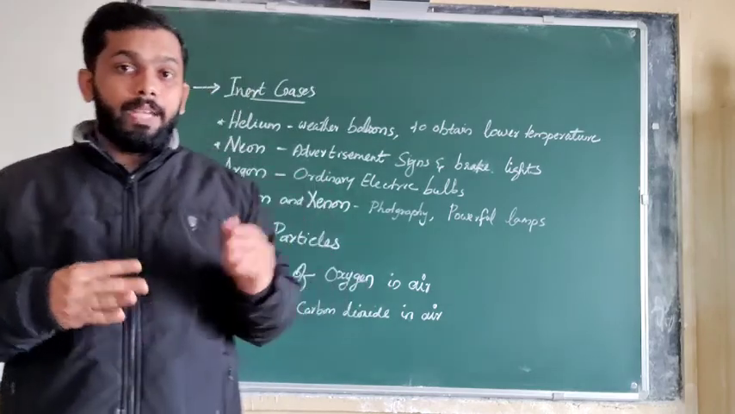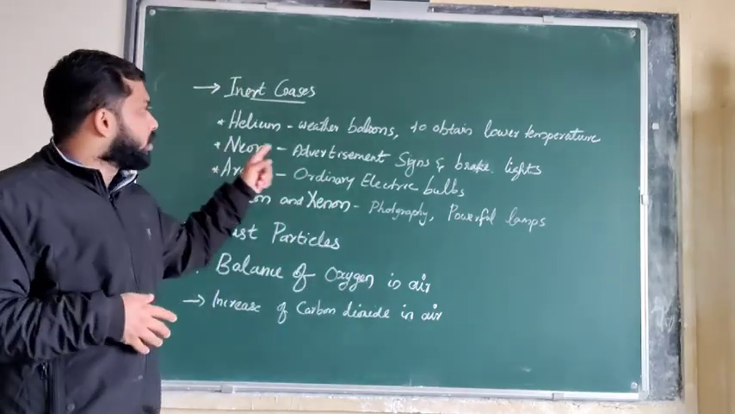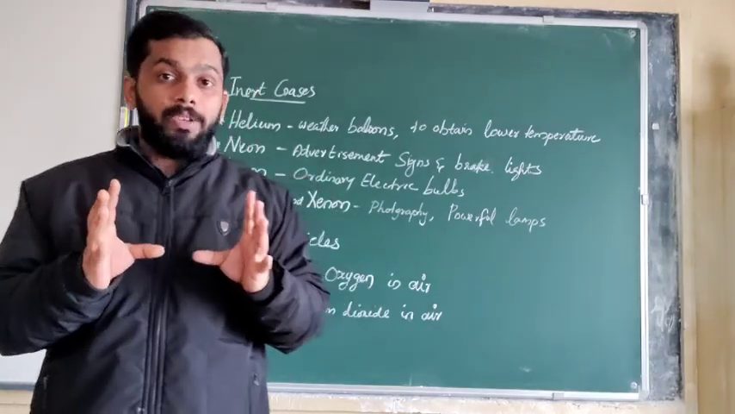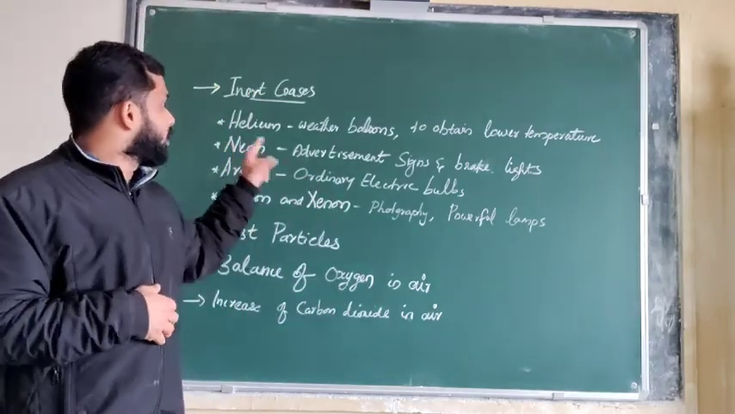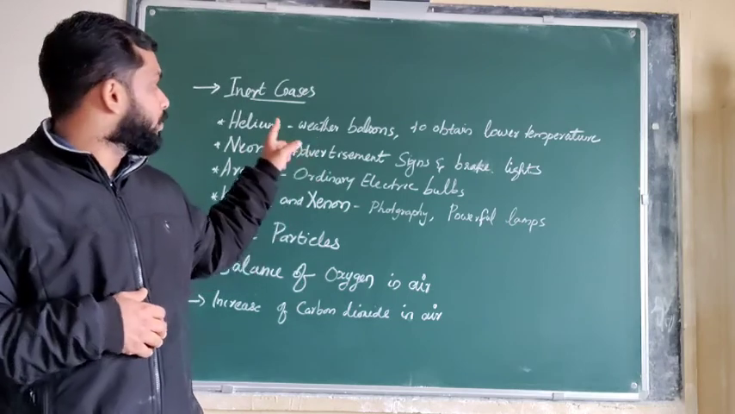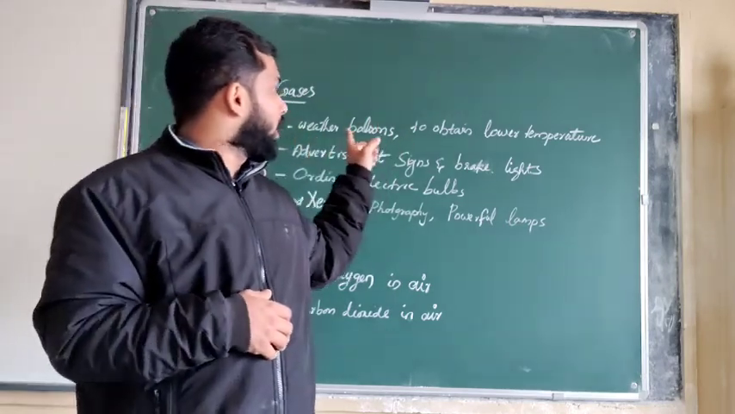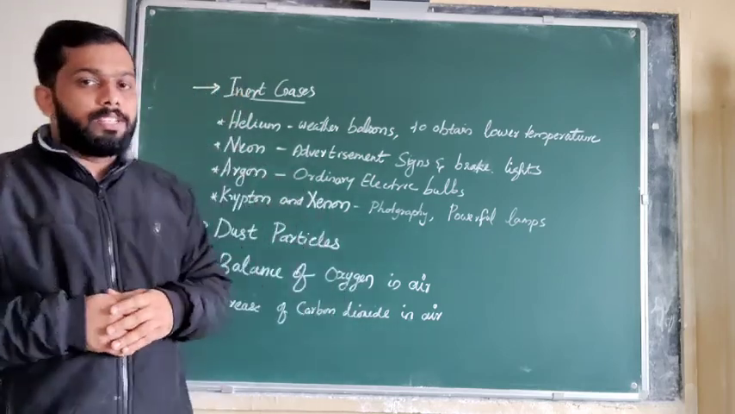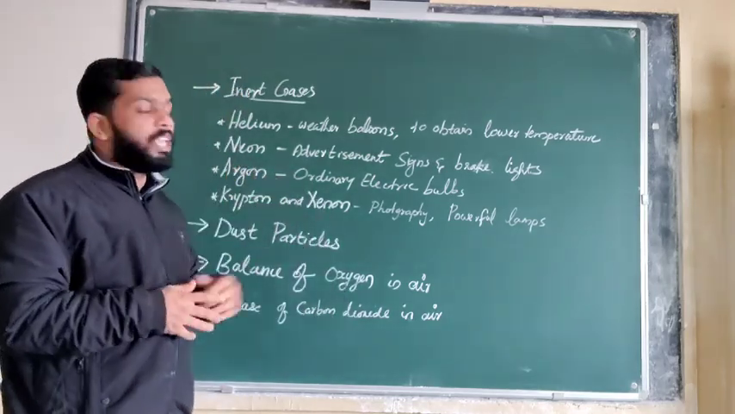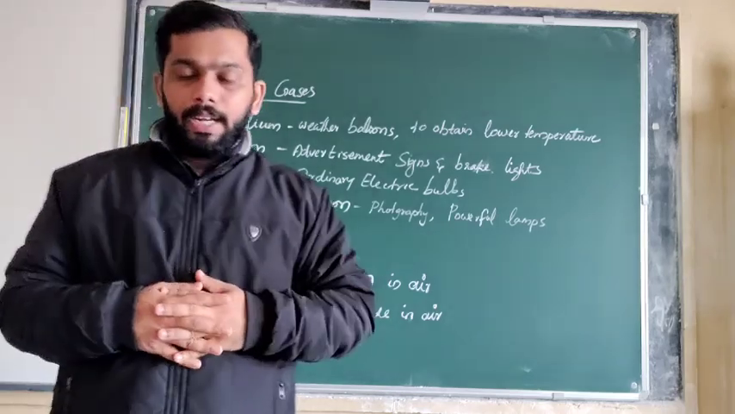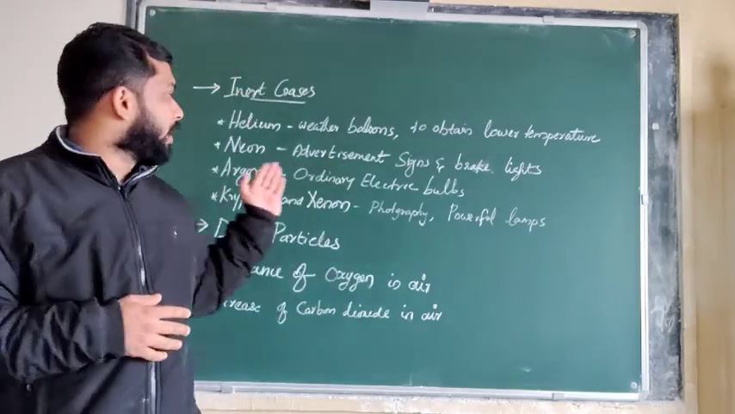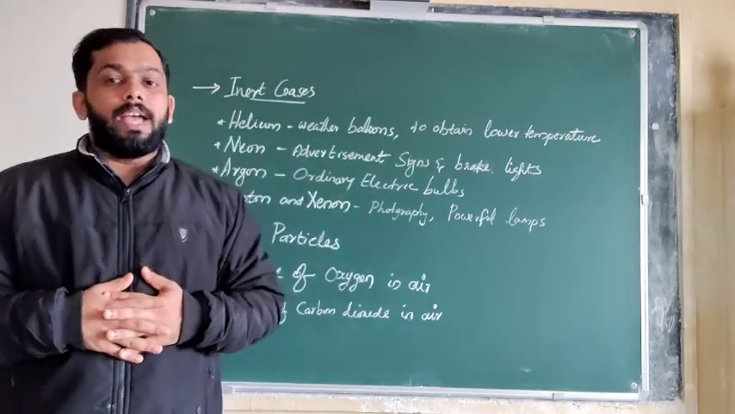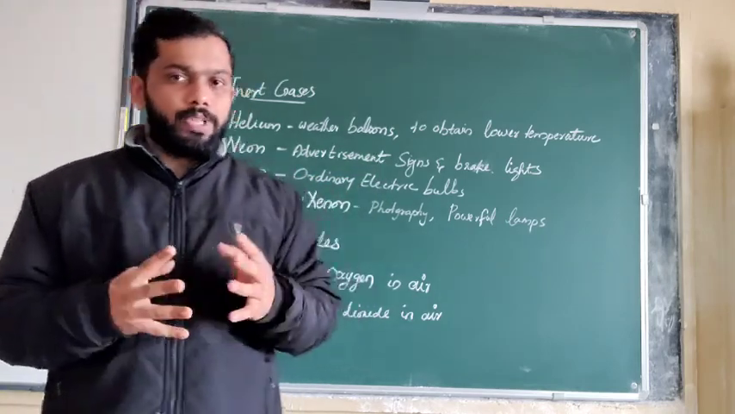Helium is one of the inert gases, which is normally used in weather balloons and to obtain very low temperatures. Then the second one is neon. Neon is also an inert gas, and it is used in advertisement signs and brake lights.